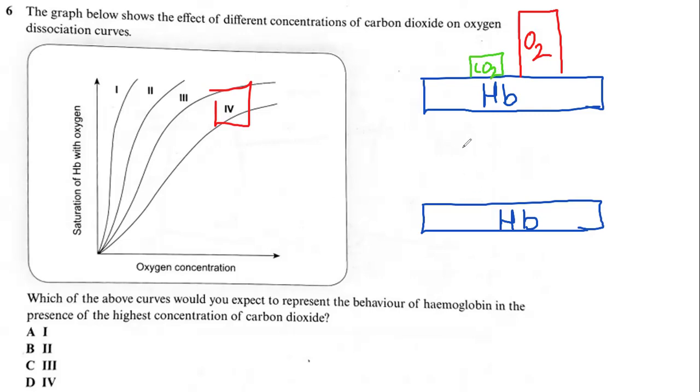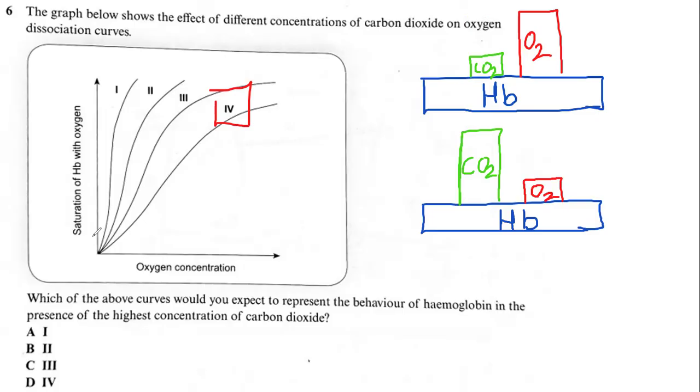Similarly, if I have a lot of carbon dioxide, do you think I'm going to have a strong affinity for oxygen if I'm hemoglobin? No. So this is basically what the curve is trying to say.